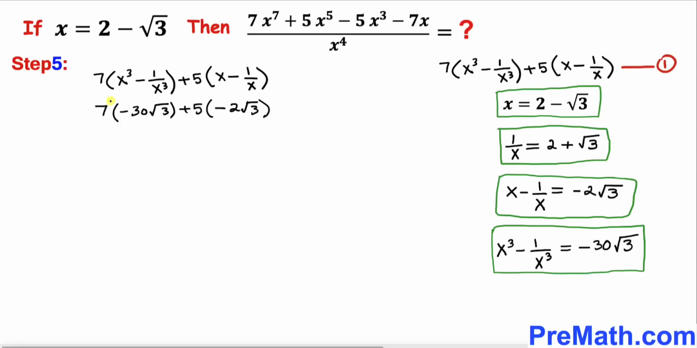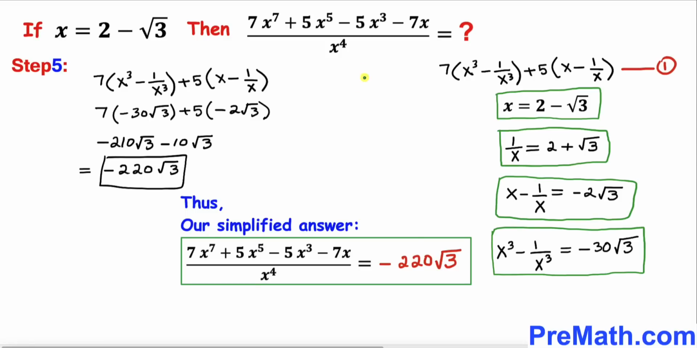Now let's go ahead and distribute. So that's going to give us negative 210 square root of 3. Likewise, we're going to distribute this one as well. So that's going to give us negative 10 times square root of 3. Now let's go ahead and add them. So that is going to give us negative 220 times square root of 3, and that is our final answer. So thus our simplified answer to this given expression turns out to be a negative 220 times square root of 3.